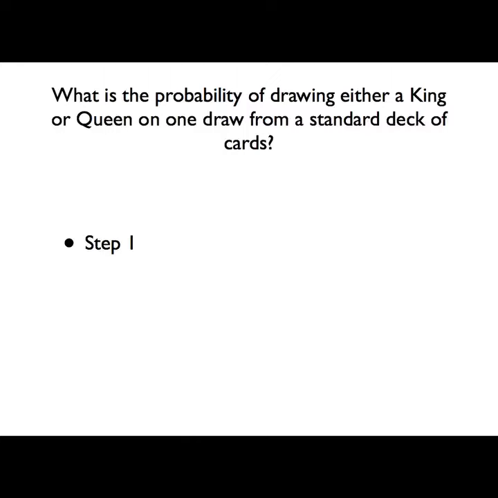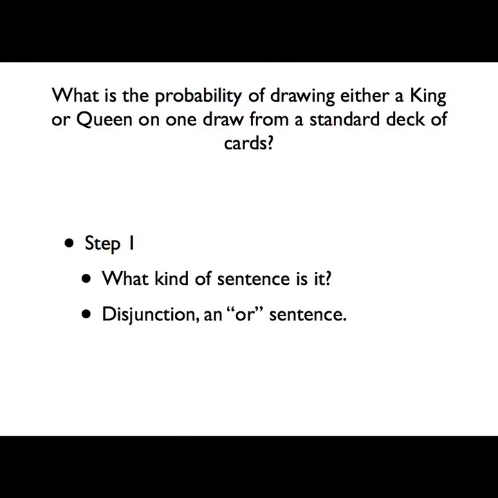Well, our first step is to ask ourselves, what kind of sentence is this? Is it an or sentence? Is it an and sentence? Or are we talking about a conditional probability problem? Well, if we look at it, it says drawing either a king or a queen, so it's an or sentence. That's called a disjunction.